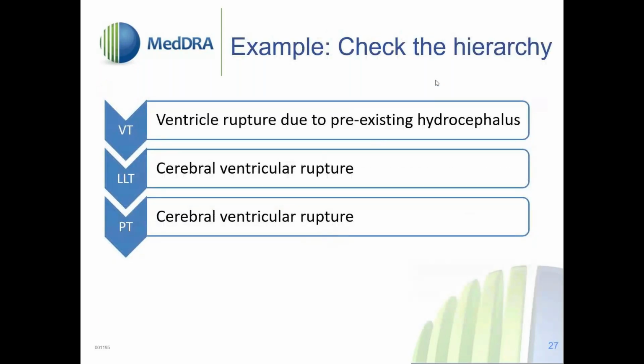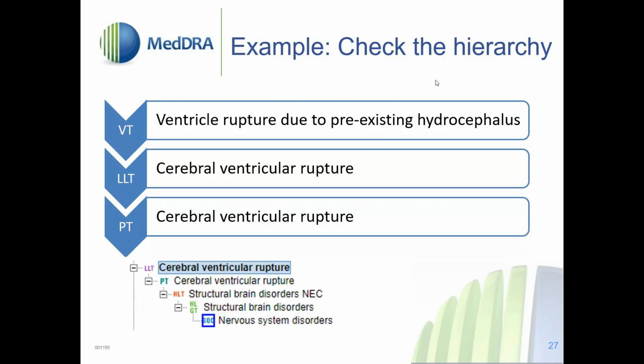And when not checking the hierarchy, you may even end up with a completely incorrect code assignment. If a patient suffers a ventricle rupture due to a pre-existing hydrocephalus, the selected MedDRA term should, of course, reside under SOC nervous system disorders. The correct term would be LLT cerebral ventricular rupture. Same PT, and it is grouped under SOC nervous system disorders.